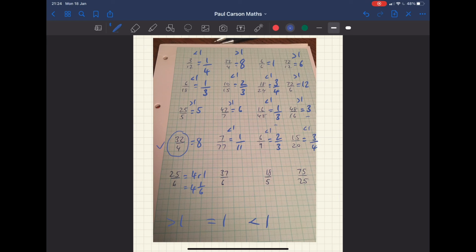Very similar for the next one. 37 divided by 6 is 6, remainder 1, which is 6 and 1/6 because it's been divided by 6 also. 18 divided by 5, more than 1 as well. 3 remainder 3. So we can just skip to it's 3 and 3/5. And finally, 75 divided by 25, more than 1, and the answer is 3.